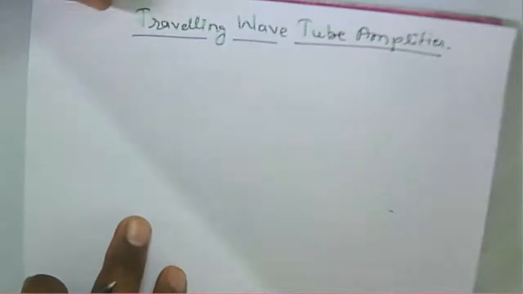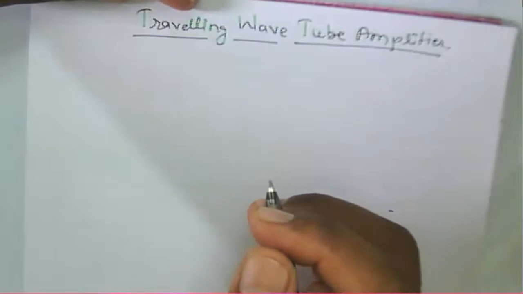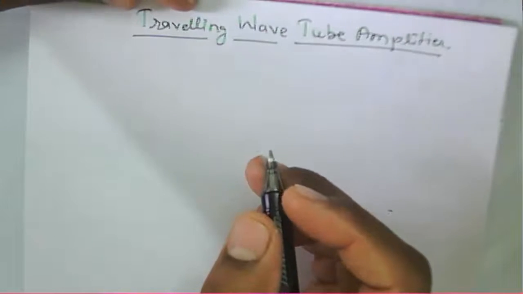About your TWTA, traveling wave tube amplifier. We will learn. Earlier we have seen a two cavity klystron and a reflex klystron that we have learned.